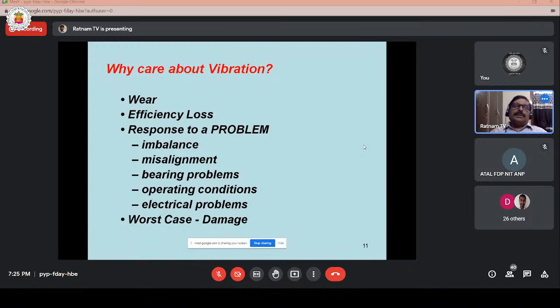Vibration is a response to a problem: imbalance, misalignment, bearing problems, operating conditions, whether at full load or off load. Based on the operating conditions, vibration increases or decreases. Electrical problems are also encountered due to vibration. There may be looseness of electrical contacts. In the worst case, damage also happens.